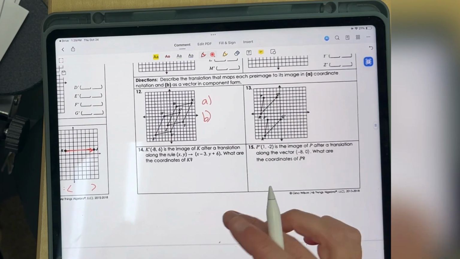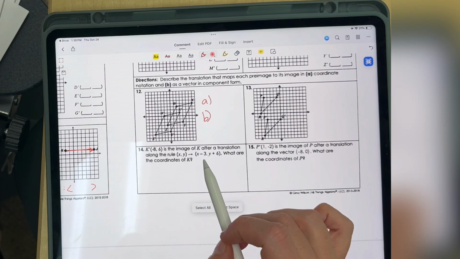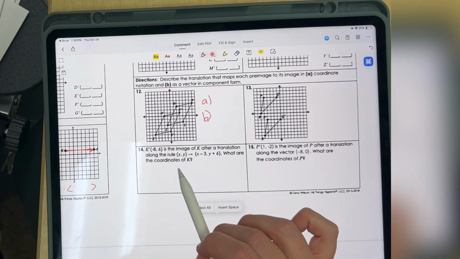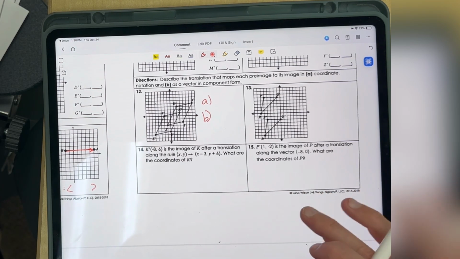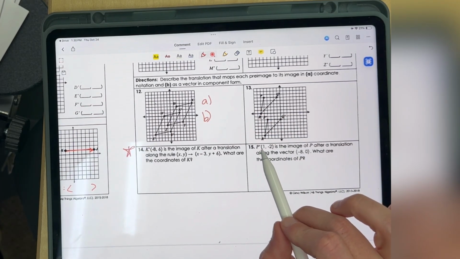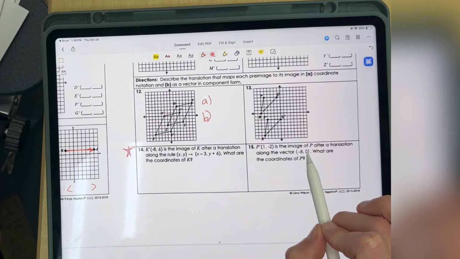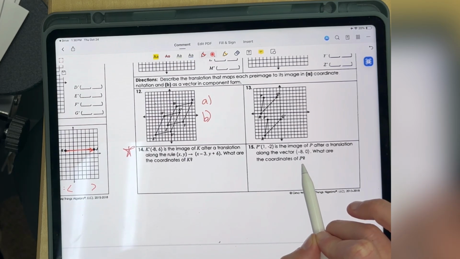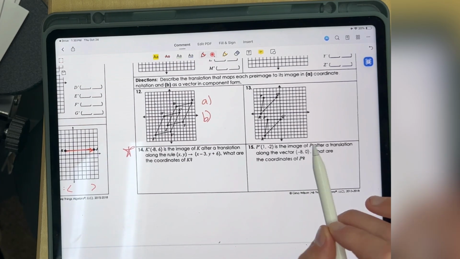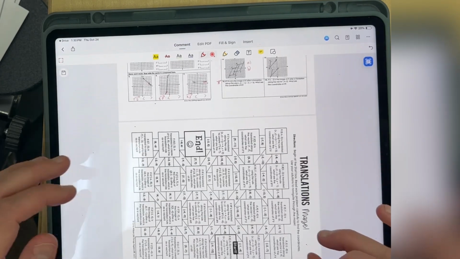It says if K prime was here, and this was the rule you used, where was the original point? So try to think about that one. These are kind of challenge. 14 and 15 should be challenge problems. This one says, if P prime is the image of P after translation along the vector in this form, where was the original point? So think about how you can solve for those. Then the backside is a maze.